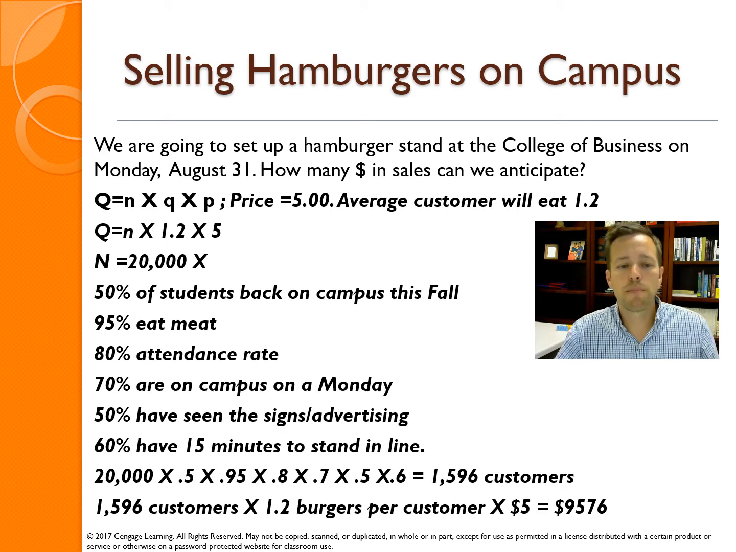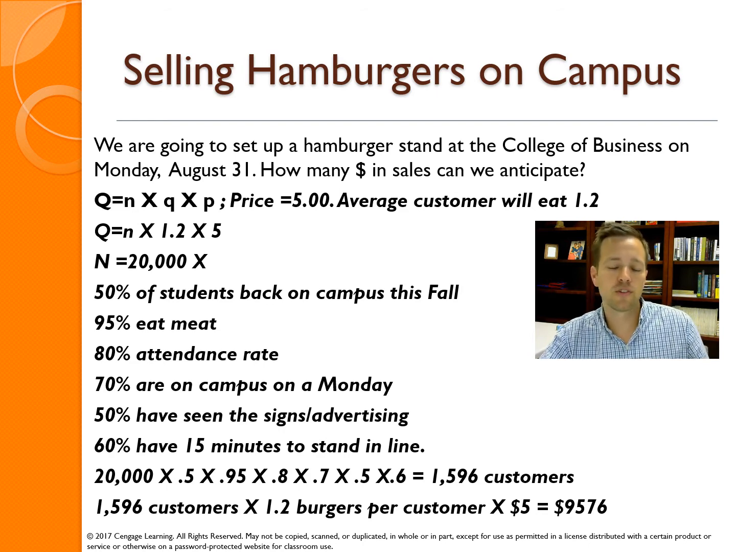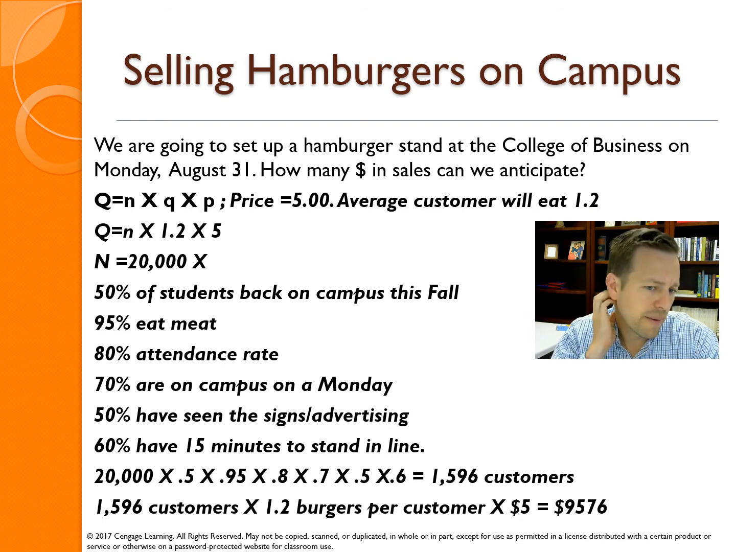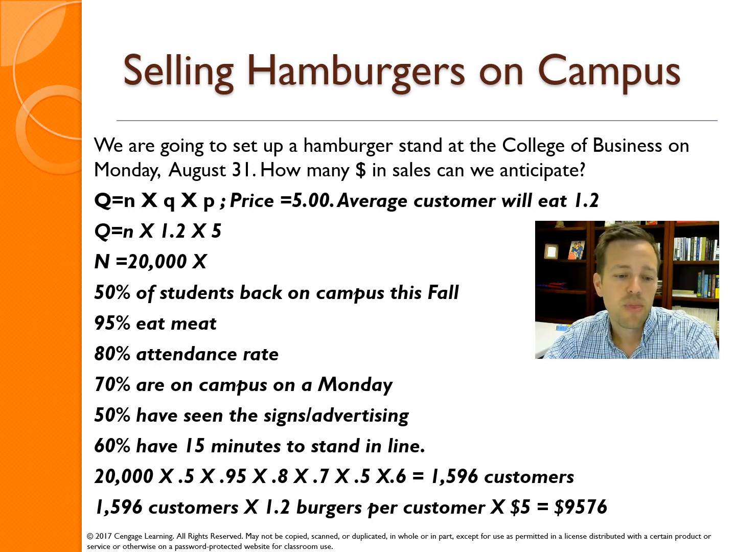Now we start off with a big N, and we want to reduce that and make it a small n. We want to get the actual number, but the overall population, just for argument's sake, let's say there's 20,000 MTSU students. It's actually a little bit more than that, but I didn't go in and find the exact number. All right, and now we're going to multiply it by these percentages, okay? So 50% of students are going to be back on campus this fall. So 20,000 times 50%, it'll be like 10,000. And then 95% are going to eat meat.